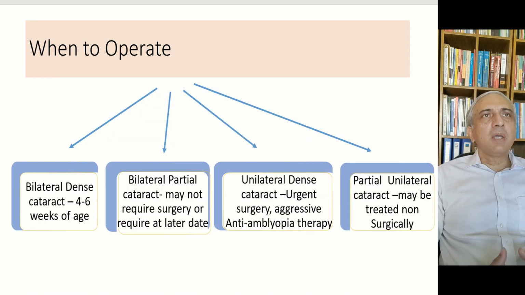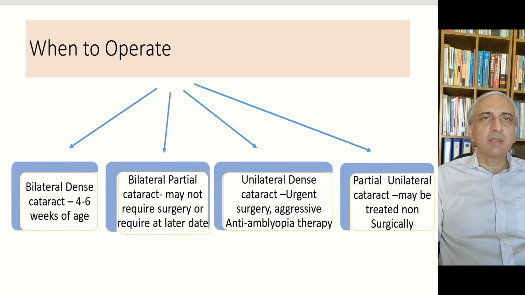So then you come to when to operate. There are four categories. One is bilateral dense cataract. The other is bilateral partial cataract. Third is unilateral dense cataract. And the fourth is partial unilateral cataract.